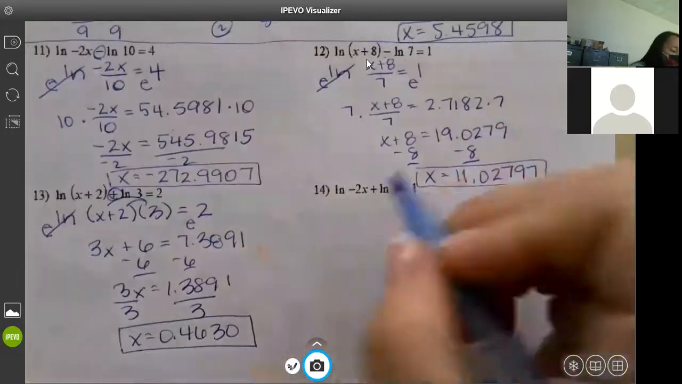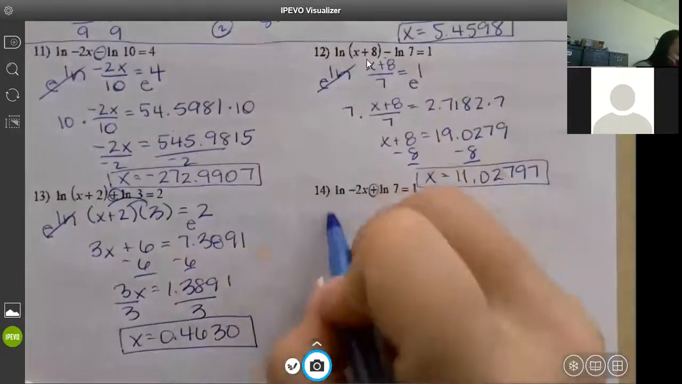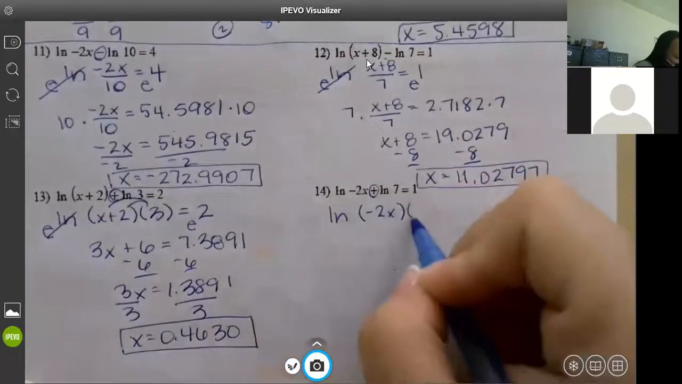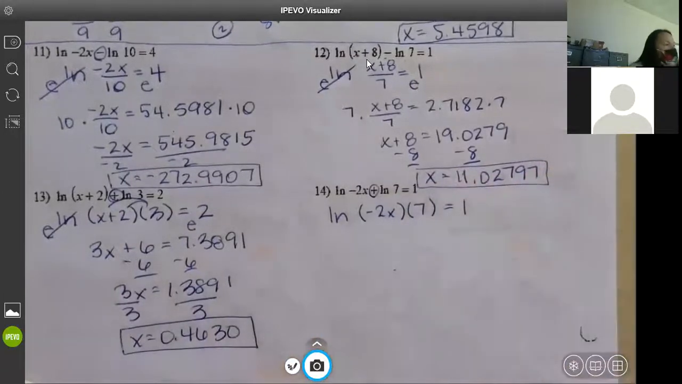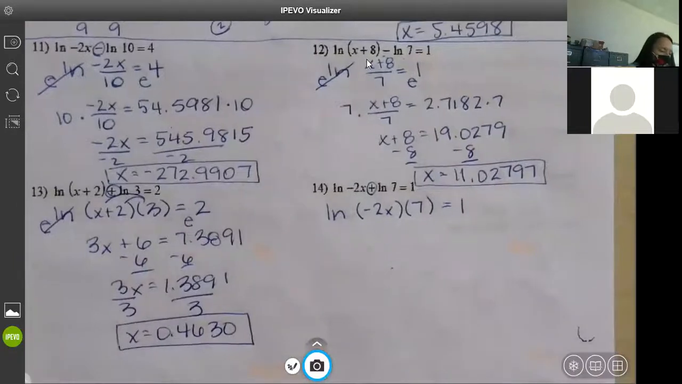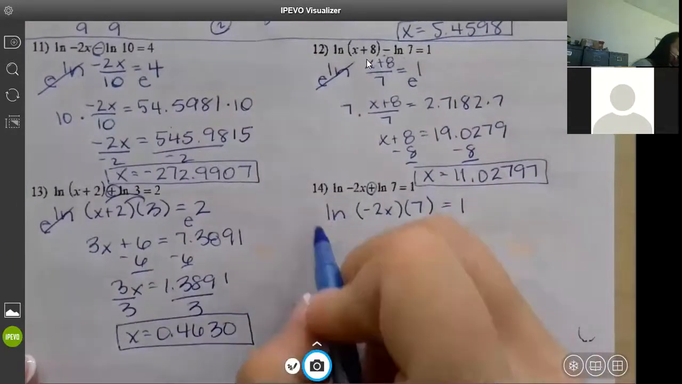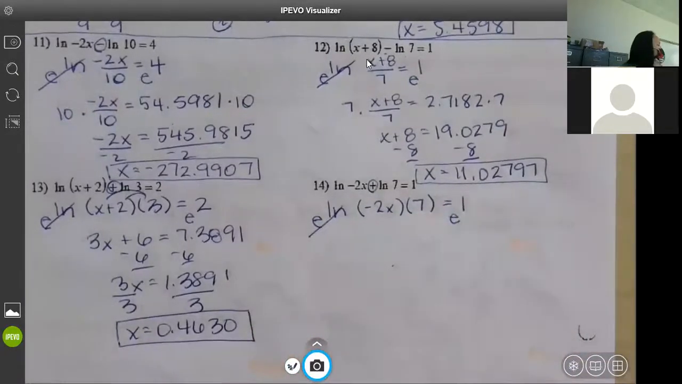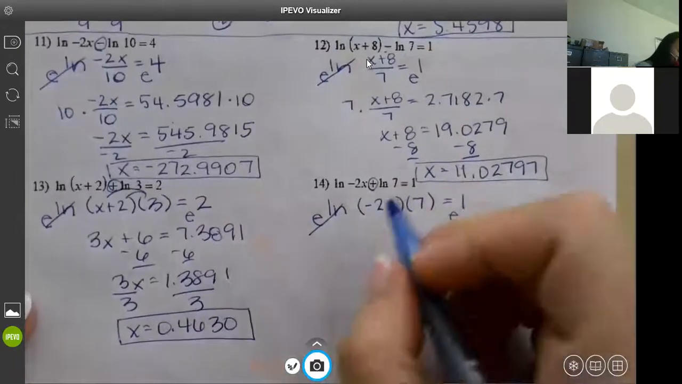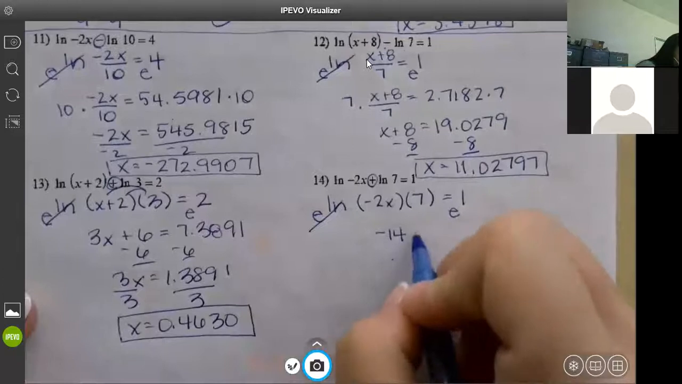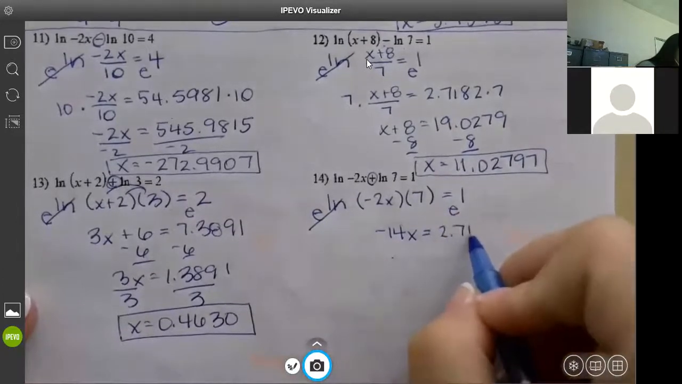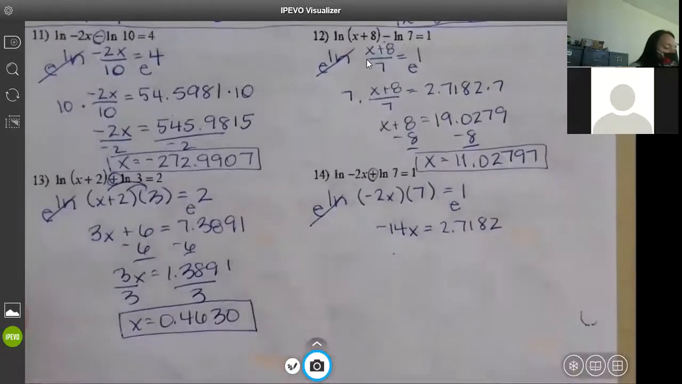And then one more. Also add. So we're going to write 1 ln. We're going to multiply negative 2x and 7 to equal 1. We're going to e both sides to get rid of the ln. I just go ahead and multiply these together. Negative 2x times 7 is negative 14x. e to the 1 is 2.71827, blah, blah, blah.